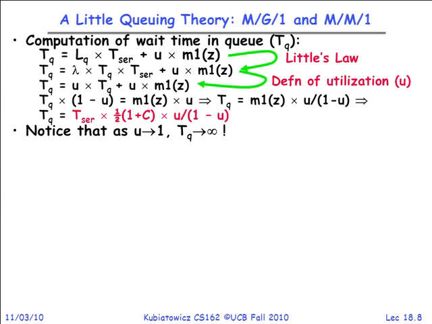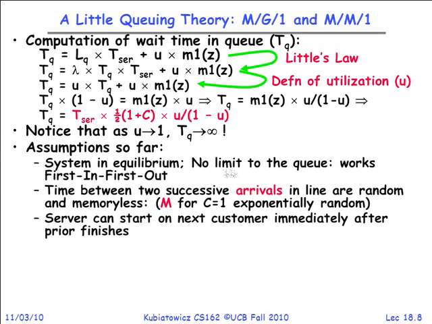So notice that as u goes to 1, Tq goes to infinity, and so our assumption so far is that the system's completely in equilibrium. There's no limit to the queue size, okay? So we are somehow assuming we've got an infinitely big McDonald's because we're allowing the queue to get infinitely long. Now, in reality, what happens is you come into the parking lot and you see a line that goes out the door and wraps around 2 or 3 times, and you go to Burger King, right?